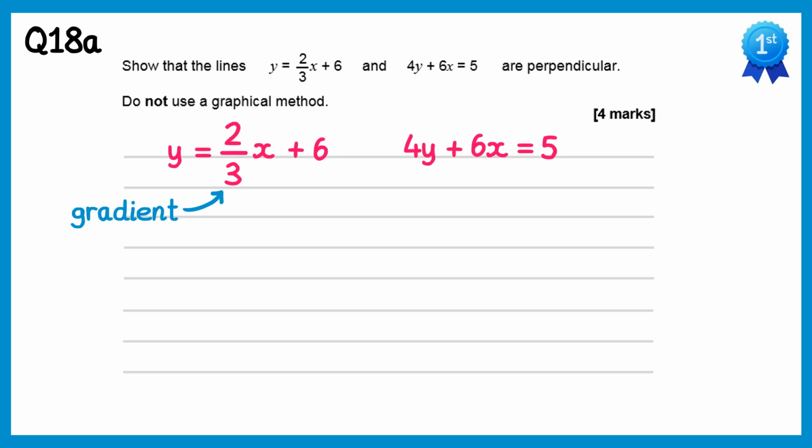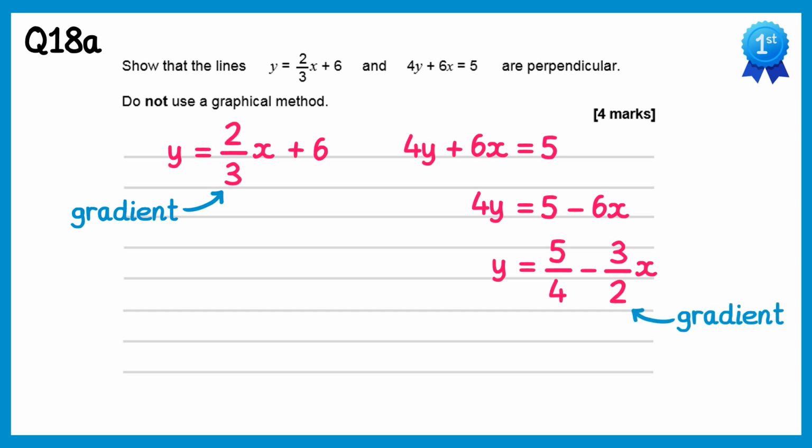To do this, we'll first of all take away 6x from both sides. If we take away 6x from the left, we've just got 4y, and if we take it away from the right, it comes out as 5 minus 6x. Then we divide both sides by 4, so on the left we get y, and on the right we get 5 over 4, take away 6 over 4x. And of course 6 over 4 can simplify to 3 over 2. We now have the gradient of this line, which is negative 3 over 2.